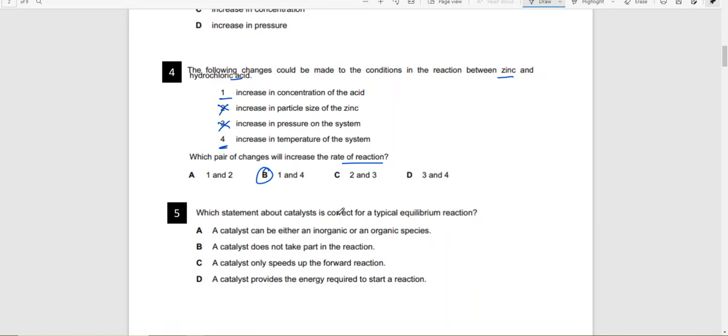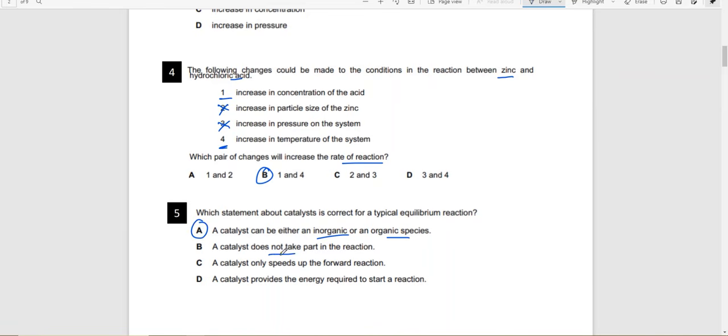Which statement about catalyst is correct for a typical equilibrium reaction? A catalyst can either be inorganic or organic species. A catalyst does not take part in the chemical reaction. A catalyst only speeds up the forward reaction. A catalyst provides the energy required to start a reaction. So the answer would be A.